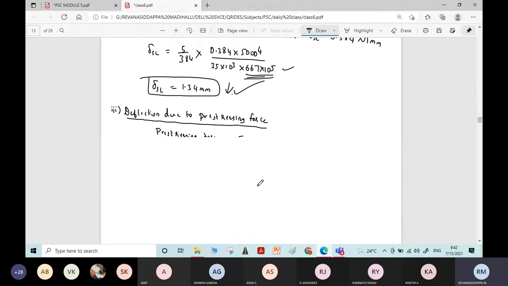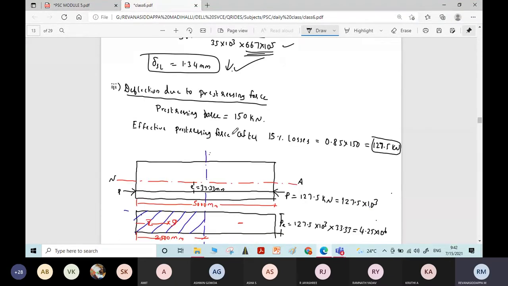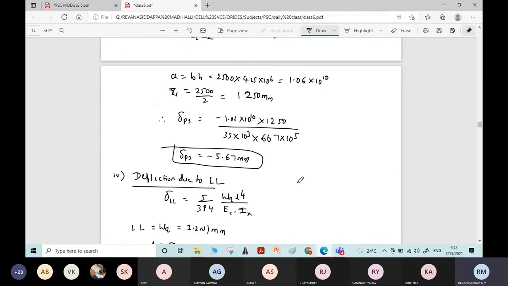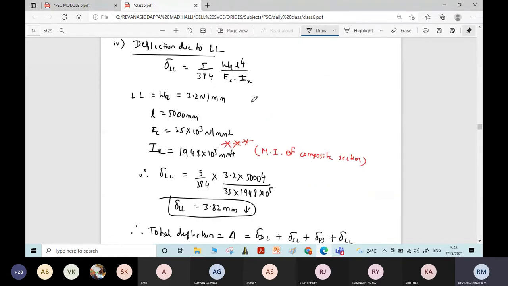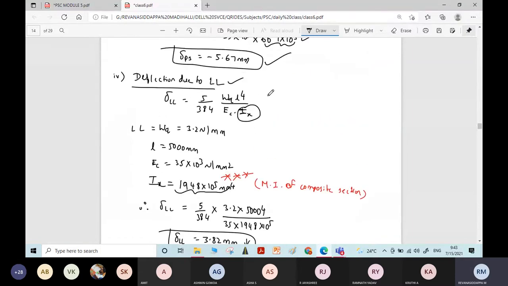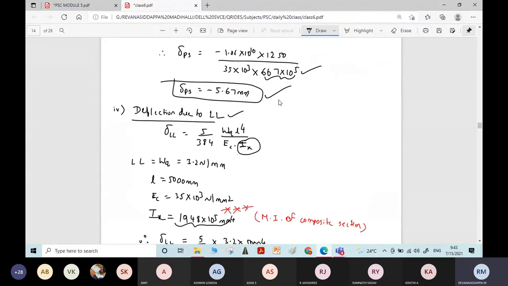Then deflection due to pre-stressing force. While calculating this, we also utilized the moment of inertia of the beam only, so this value also remains the same. The only change is while calculating the deflection due to live load, where we utilized the moment of inertia of the composite section. Here it is 1948 × 10⁵ mm⁴, but in the next problem it is 226 × 10⁶ mm⁴. Therefore, up to here, the procedure and calculation are the same.